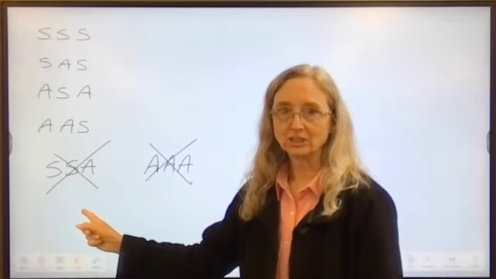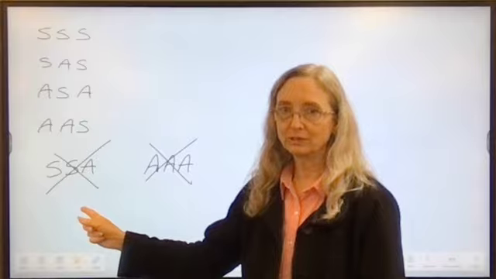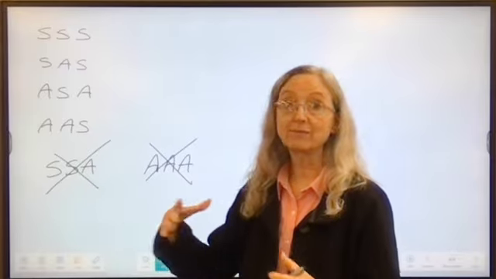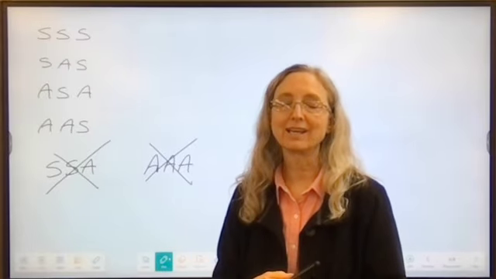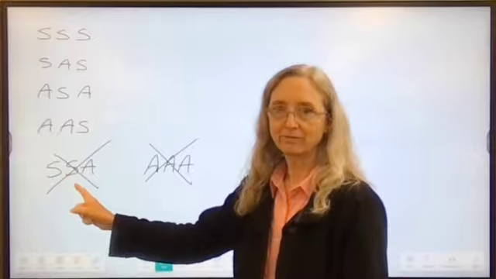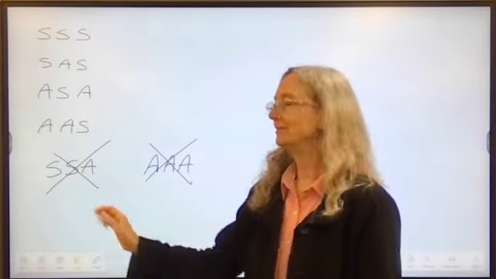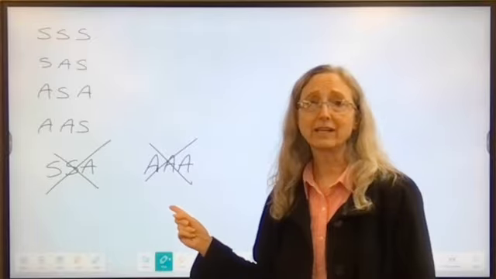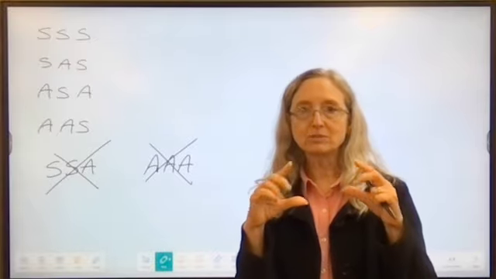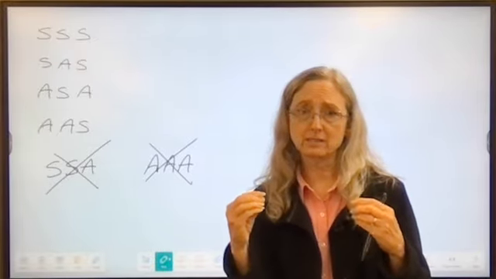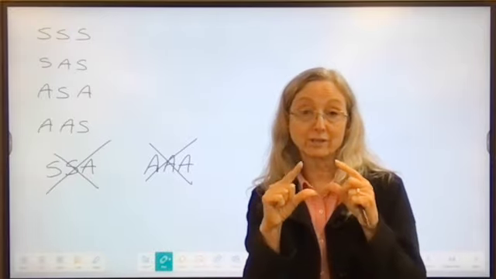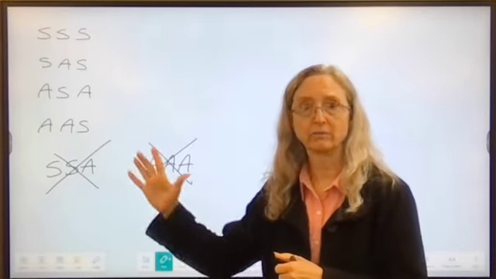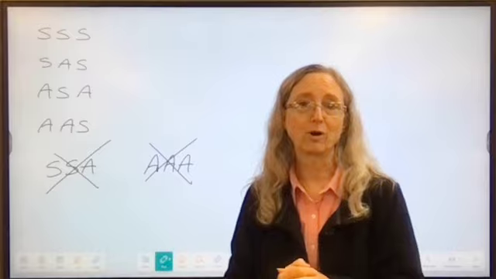Side, side, angle, when the angle is not included, not in between the two sides, does not work because you have a couple different options, a couple different triangles that can be made. So do not ever use side, side, angle. All that does is spell a bad word backwards, so don't even go there. Also angle, angle, angle. I can have three angles but completely different sizes. So angle, angle, angle just shows that the triangles are the same shape, not the same size, so you can't use that either. X those out. These are the four that we have learned so far.